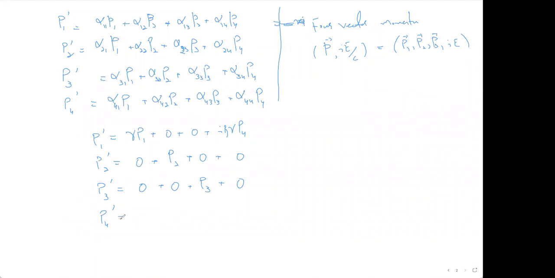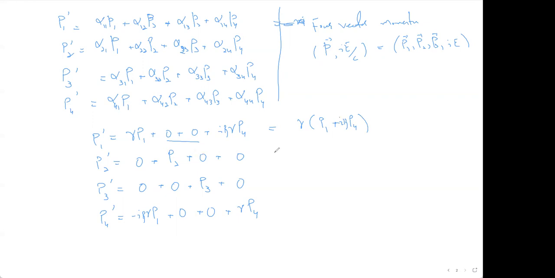Now P4 dash will be equal to, this alpha 4 1 is minus i beta gamma P1, plus the second element will be 0, plus this will be gamma P4. Now I can write down these two elements with gamma common. So I will write the equation as gamma P1 plus i beta P4.